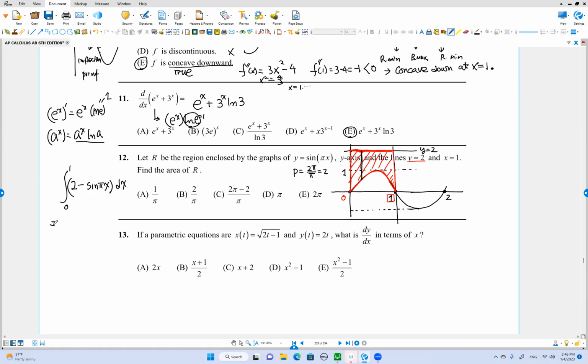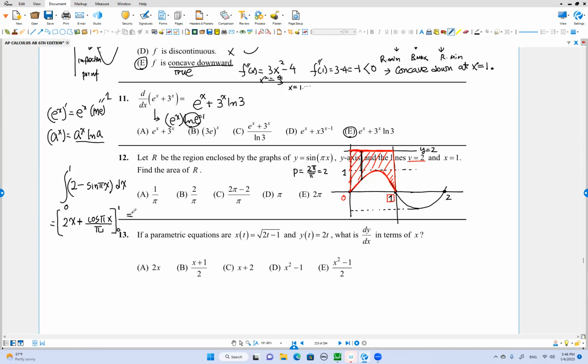That's it. What is the antiderivative of 2? 2x. What is the antiderivative of sine pi x? Cosine pi x. But there is a pi there, so we're going to divide it by pi, okay? And the limits are 0 to 1.